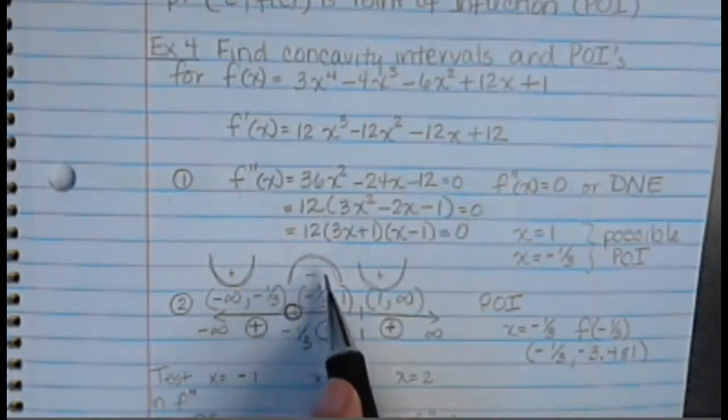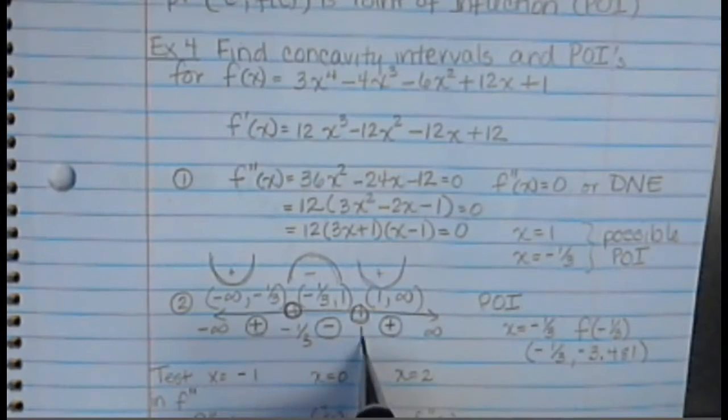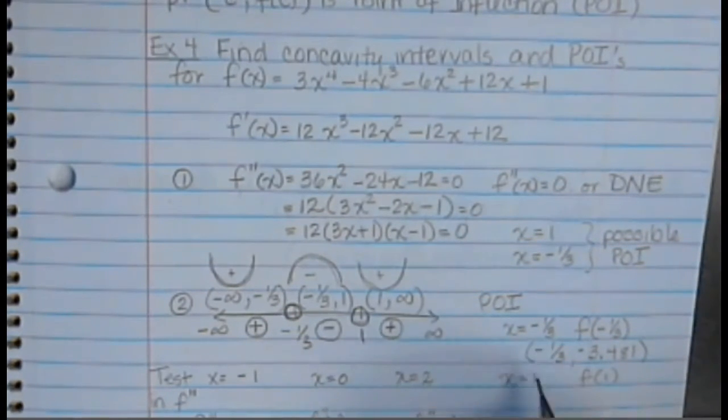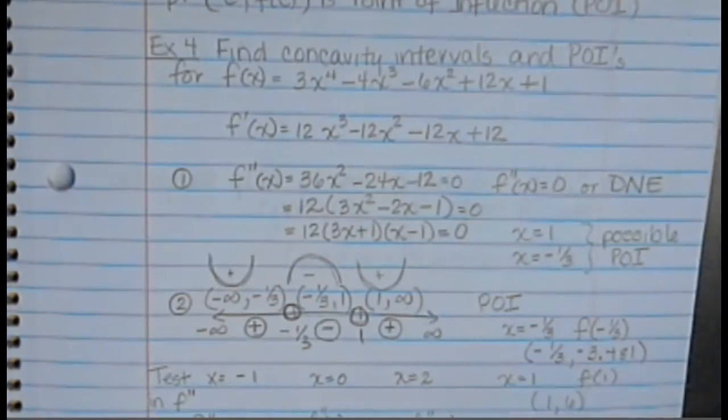We found another one because it changes here when x is equal to 1. So another point of inflection is when x is equal to 1. So we've got to find f of 1. So our point is 1, 6. That's also a point of inflection. And that concludes this video.